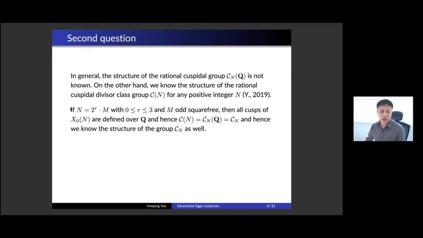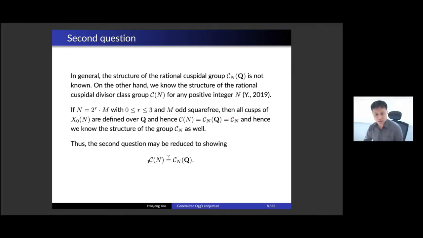For instance, if n equals 2^r times m, where m is odd square-free and r is n mod 3, then all cusps of X_0(n) are actually defined over Q. So these three groups are equal. Therefore, we know the structure of this group in that case. But this is already a new result, because this cuspidal group we don't know except when n is square-free. So we want to answer this question.